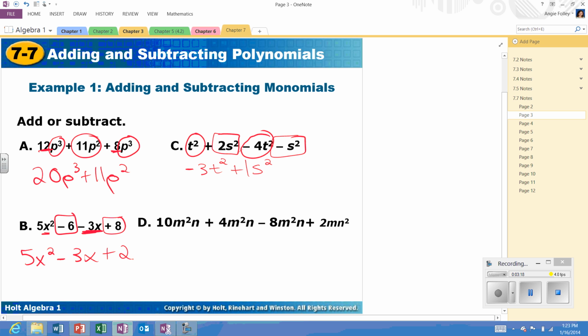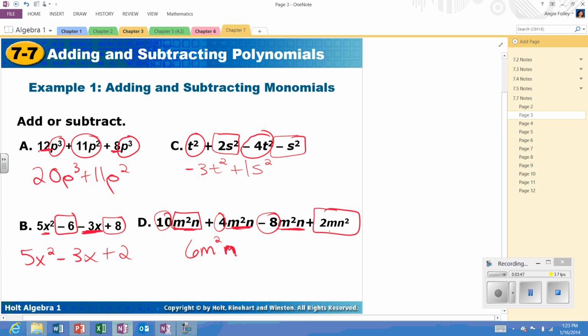Okay, so this next one, we've got to be really careful. We've got to find if there are any other m squared n terms that have exactly that same thing. So here's one, and here's one. So we've got 10 plus 4 minus 8. So 10 plus 4 is 14, and then minus 8 becomes 6, and then we keep the term the same, so m squared n.